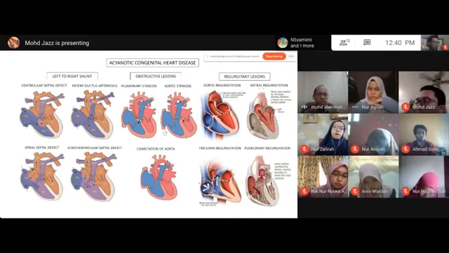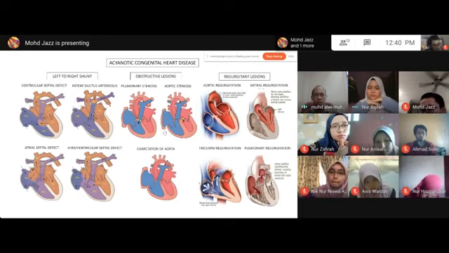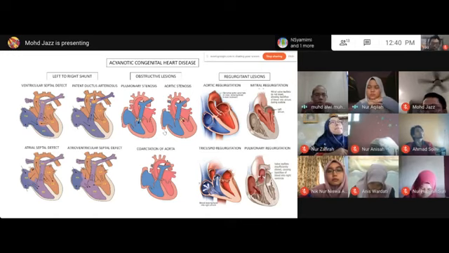And ASD also, they won't get failure symptoms because in the atrium the pressure is low, so they just have the problem with volume. So it's not as bad as in PDA and VSD, because in PDA and VSD we are talking about a pressure gradient. So there's a lot of blood with high pressure pushing towards the heart, towards the lung. But in ASD, there's a lot of blood but low pressure. So it's not actually affecting the lung much.